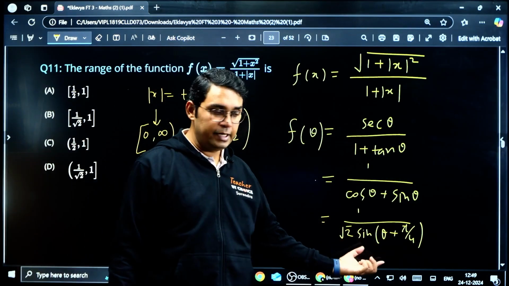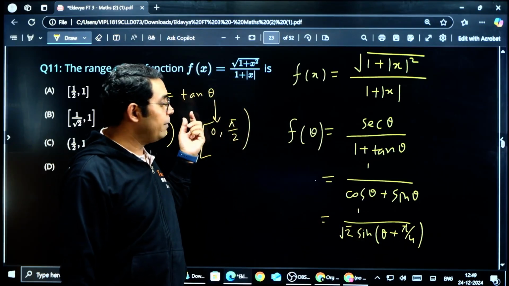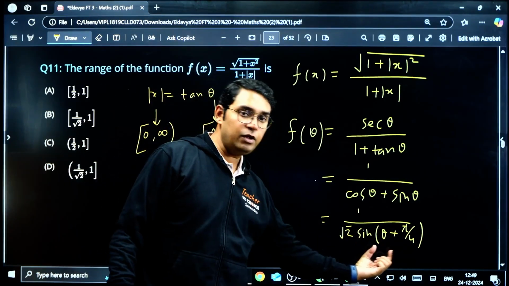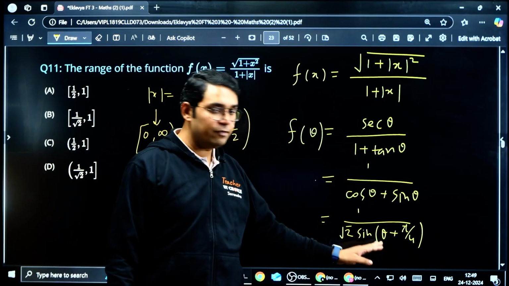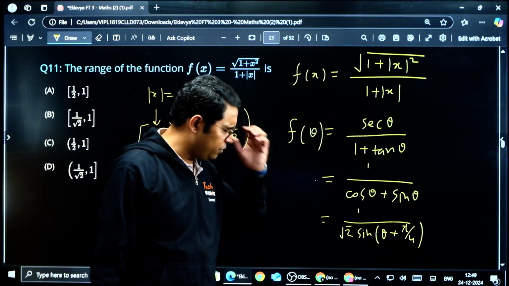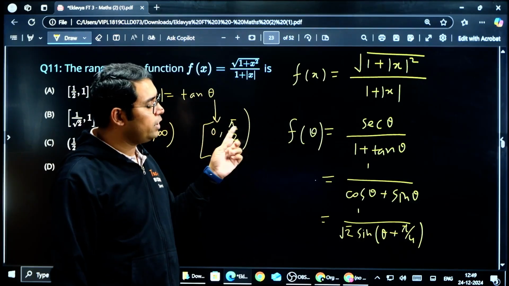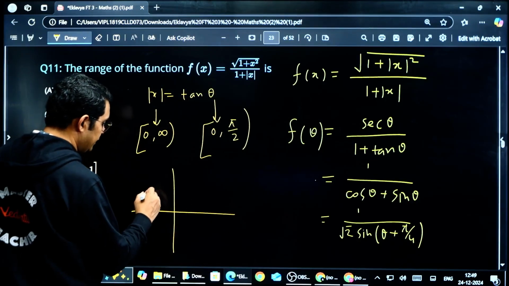So if you put theta 0, this will be sine pi/4. If you keep putting values towards pi/4, this will take maximum value of sine as 1, and then after pi/4 to pi/2, again the values will decrease from 1 to 1 upon root 2. Actually, the graph of this would be something like this.